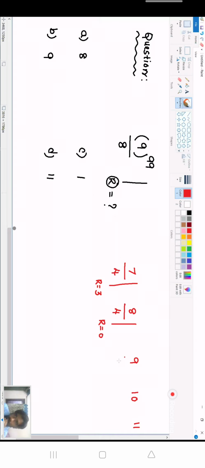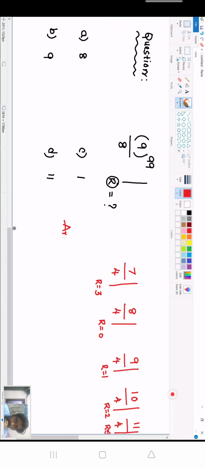If I do 9 by 4, what is the remainder in this case? We can say the remainder is 1. If I do 10 by 4, what is the remainder? The remainder is going to be 2. If I do 11 by 4, what is the remainder? 4 twos are 8, we are left with a remainder of 3. So one point I can conclude here.